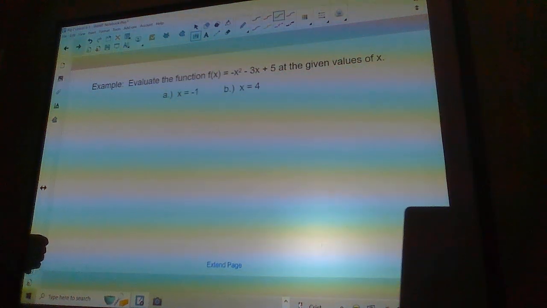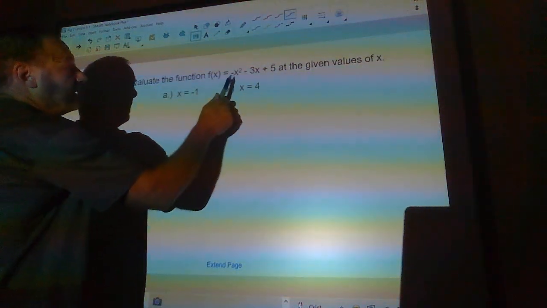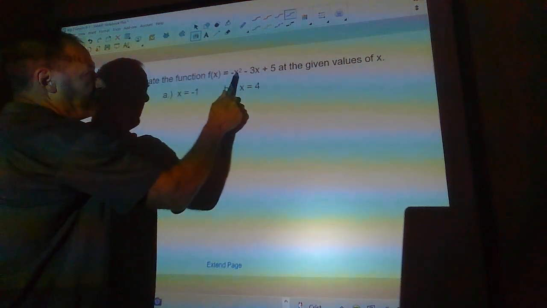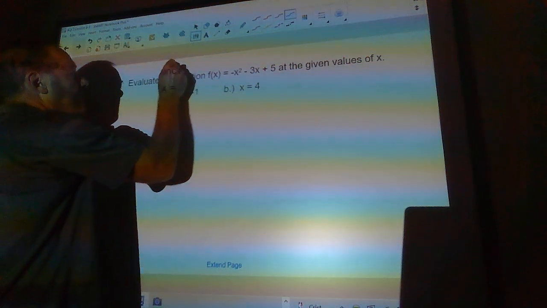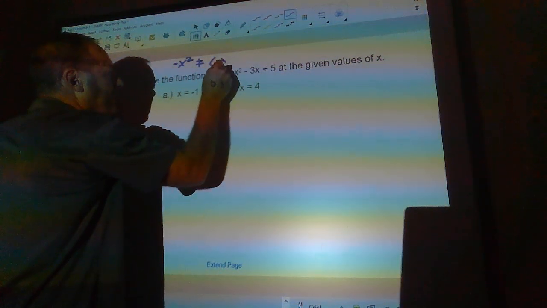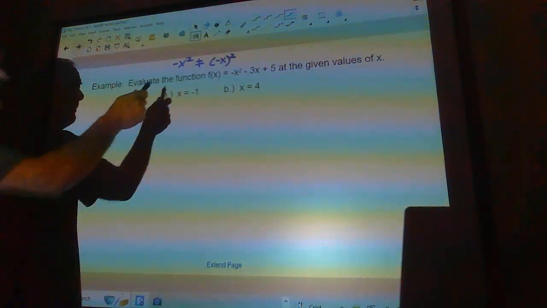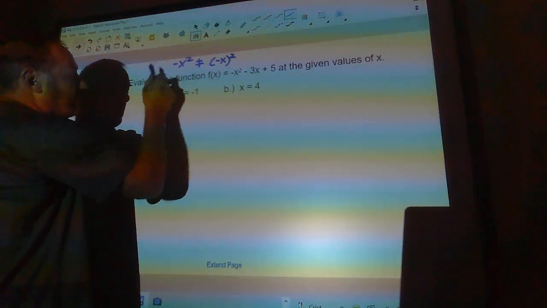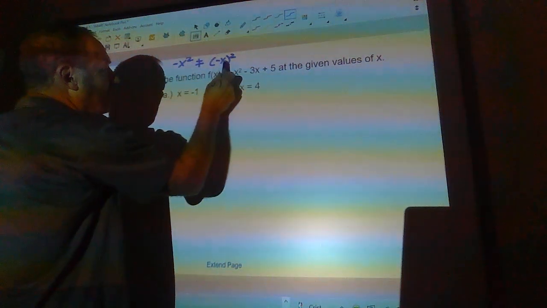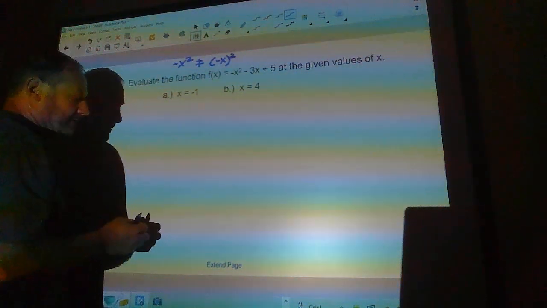All right, let's evaluate the function f of x equals negative x squared minus 3x plus 5 at the given values. Now you got to be really careful here, because see this negative right here? You got to remember this. Negative x squared is not equal to negative x, quantity squared. Those are not the same thing. This will be a negative number because you square the x and then you put a negative on the front. This will be a positive number because you square the negative number. Negative times a negative is a positive. So be really careful of that.